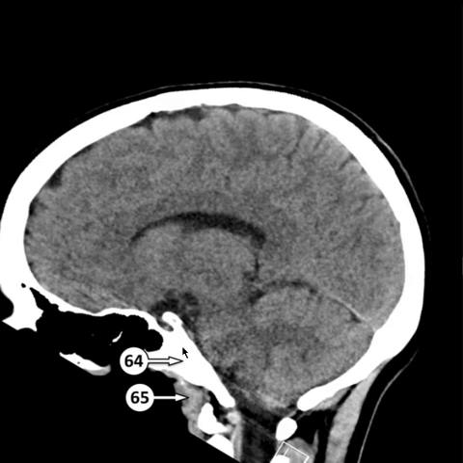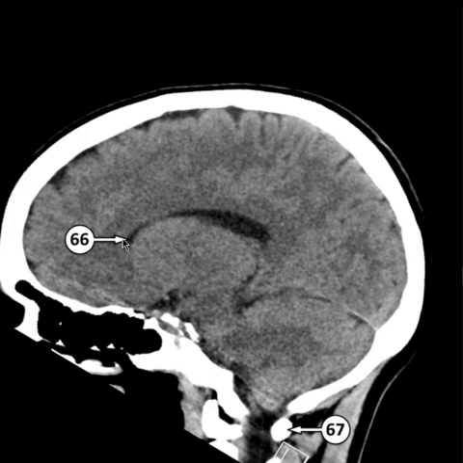64, this is the clivus. And 65 is the pharyngeal tonsil coming into view. We are moving medially still. 66 is the frontal horn of the lateral ventricle, and 67 is the posterior arch of C1.